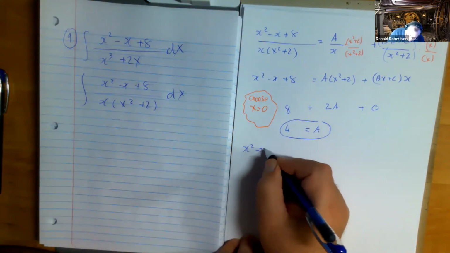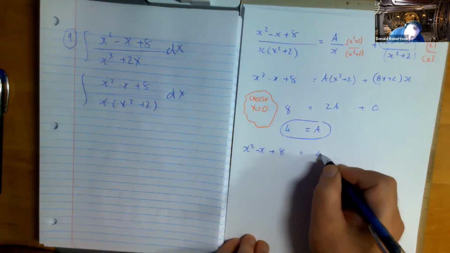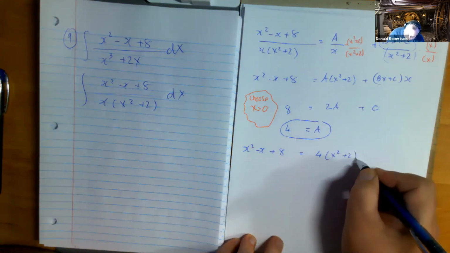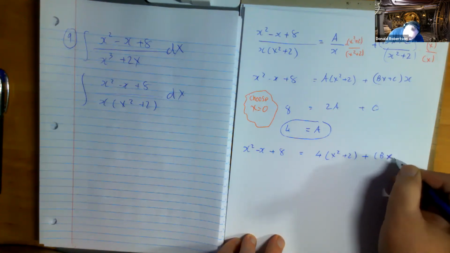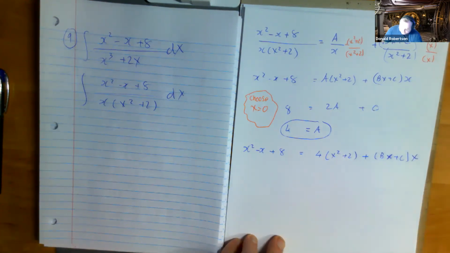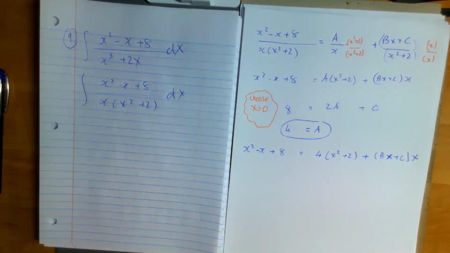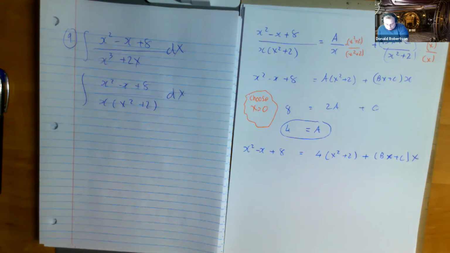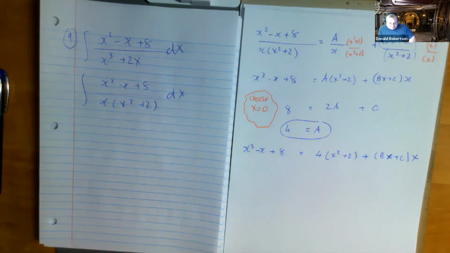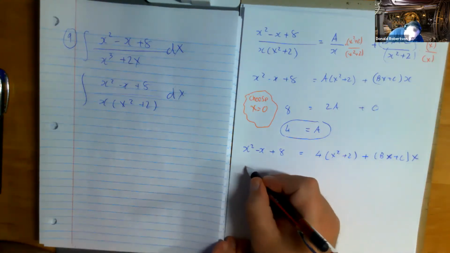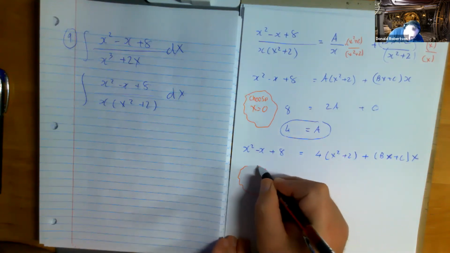So it's going to be x squared, take away x, add 8 equals 4 lots of x squared plus 2, add bx, add c, times x. And this is where you got stuck, right? Because the most natural choice would have been, and typically is, 0. But in this pain in the butt, 0 destroys that, and we already know that. So you might think, well, how do you do it? You have to adapt. What do I mean by that?